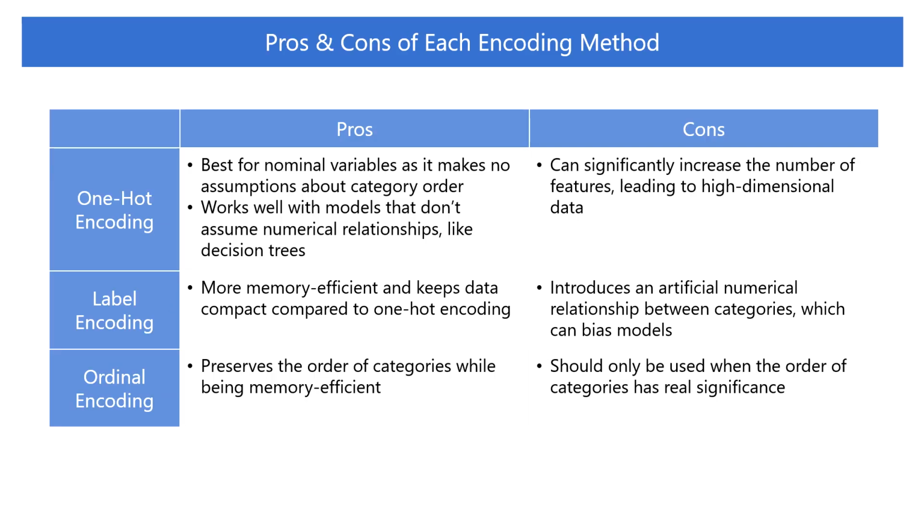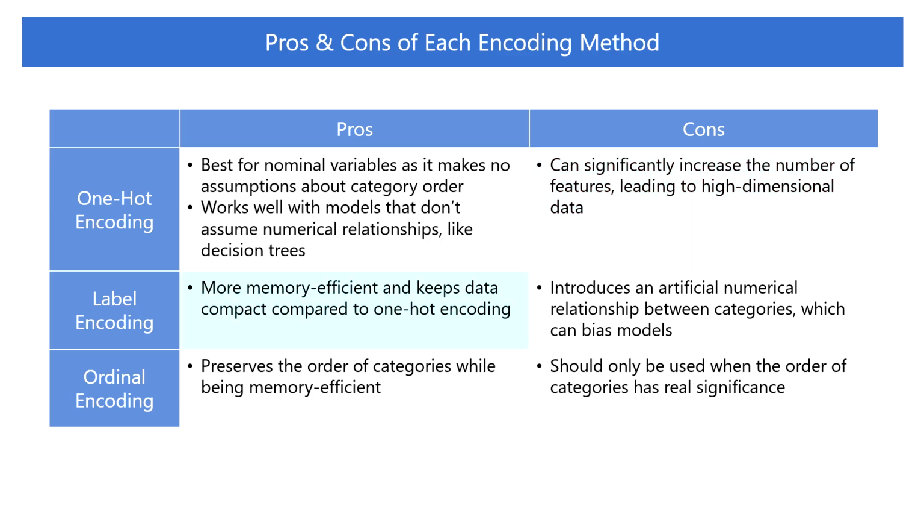For comparison, let's see pros and cons of each encoding method. An advantage of one-hot encoding is that it is best for nominal variables, as it makes no assumptions about category order. Also, it works well with models that do not assume numerical relationships, like decision trees. A limitation of one-hot encoding is that it can significantly increase the number of features, leading to high-dimensional data.